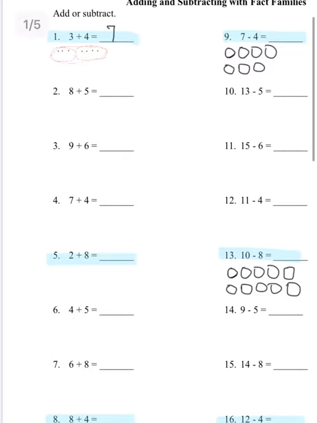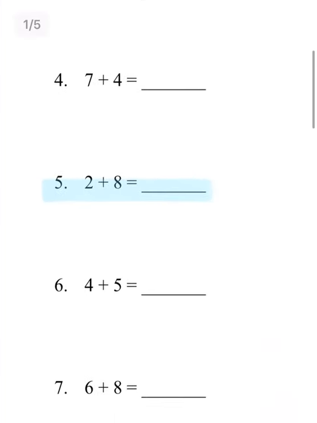Now let's move on to number 5. Number 5, 2 plus 8. So 2 plus 8. We're going to count 1, 2, and then we continue counting 3, 4, 5, 6, 7, 8, 9, 10. So 2 plus 8 is 10.